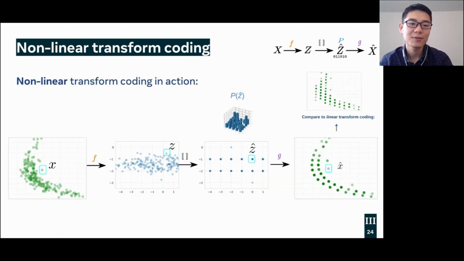And here's what it looks like when we apply a basic nonlinear transform coding algorithm to our toy example. It's pretty much the same picture as before in transform coding, but note that the reconstruction points now better adapt to the shape of the data, which has a banana shape.